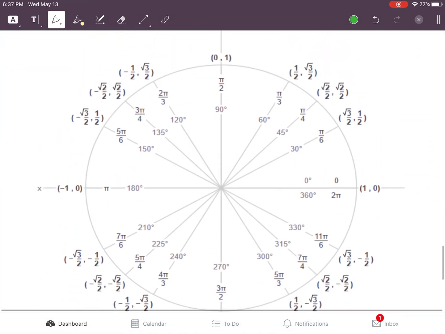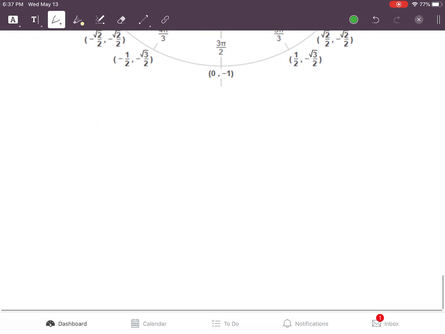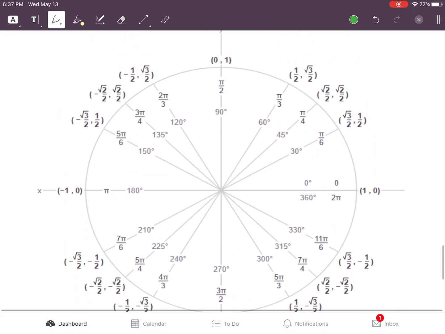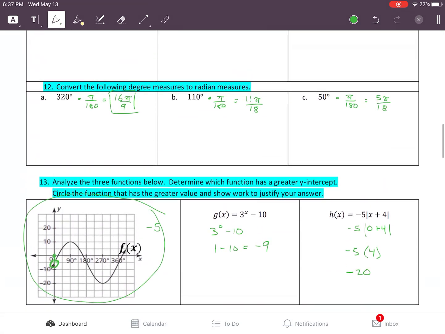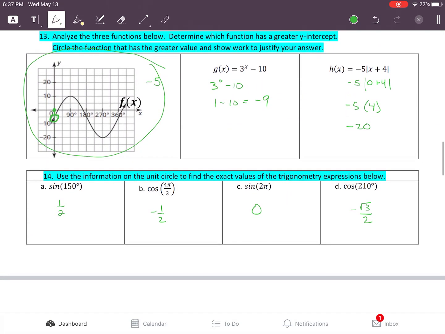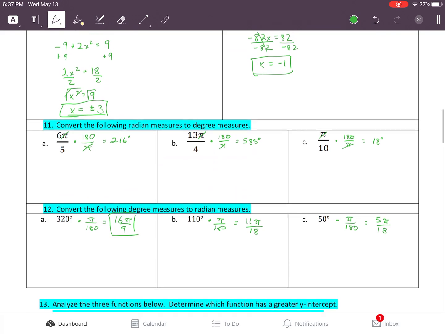And then we have our unit circle for reference down here. On the test, you'll be given one of these so you can see it and use it to your advantage, because a lot of the answers to this test are actually from the unit circle directly.